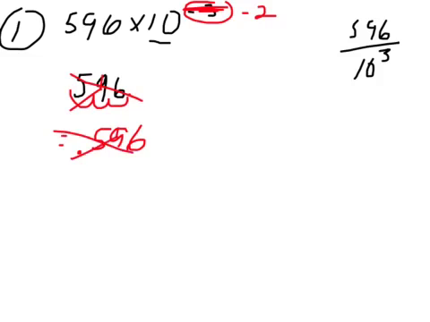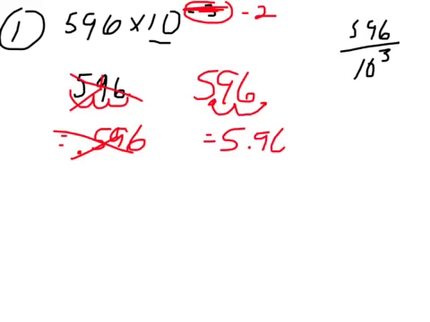So I write my 596 down. The decimal point is here. I'm just supposed to move it 2 to the left, so it ends up being 5.96. Those little tiny numbers are getting hard for my old eyes to read.